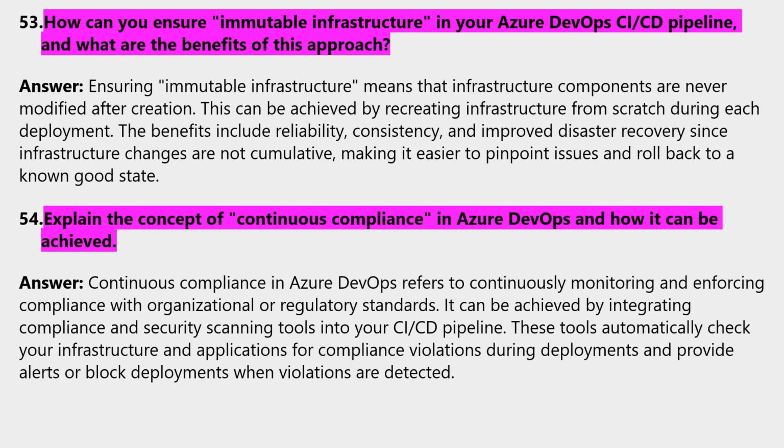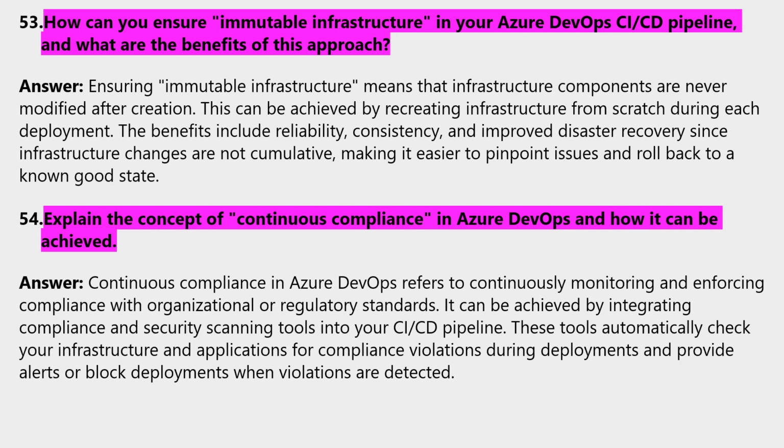How can you ensure immutable infrastructure in your Azure DevOps CI/CD pipeline, and what are the benefits of this approach? Answer: ensuring immutable infrastructure means that infrastructure components are never modified after creation. This can be achieved by recreating infrastructure from scratch during each deployment. The benefits include reliability, consistency, and improved disaster recovery since infrastructure changes are not cumulative, making it easier to pinpoint issues and roll back to a known good state.